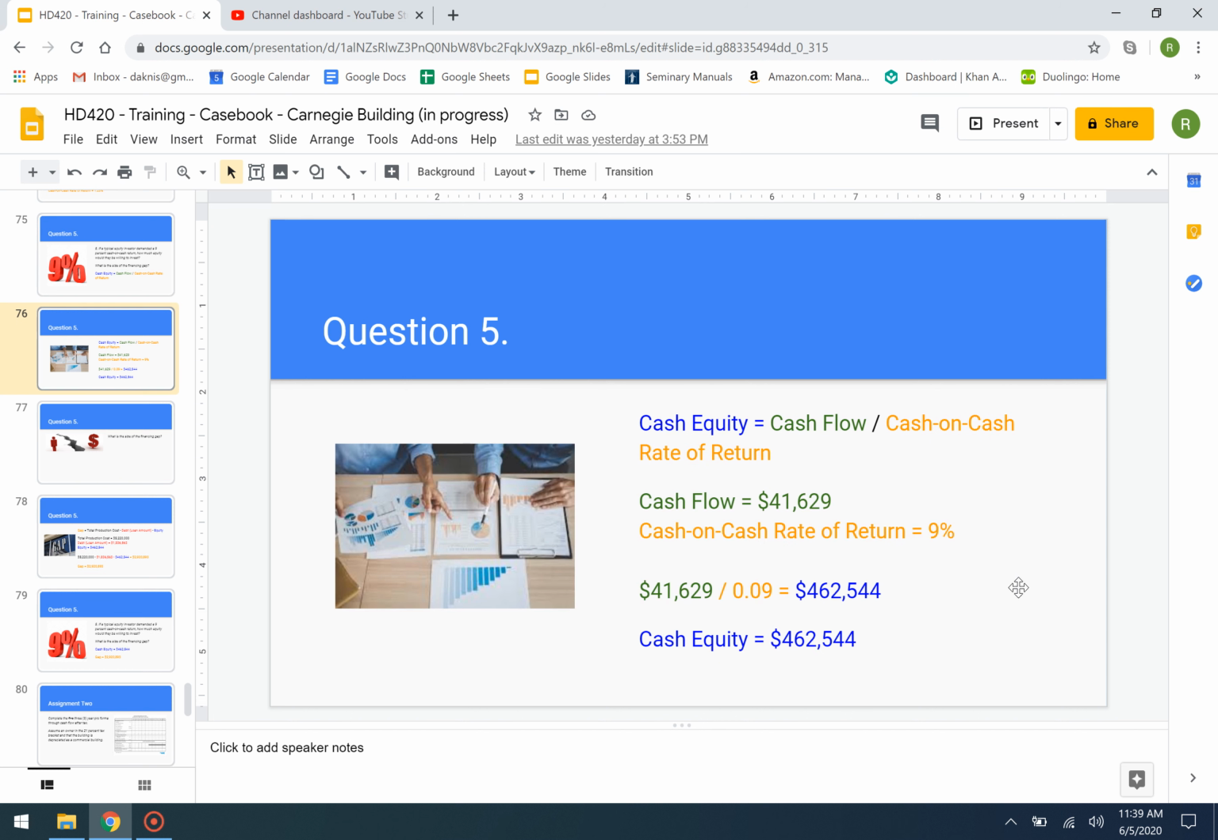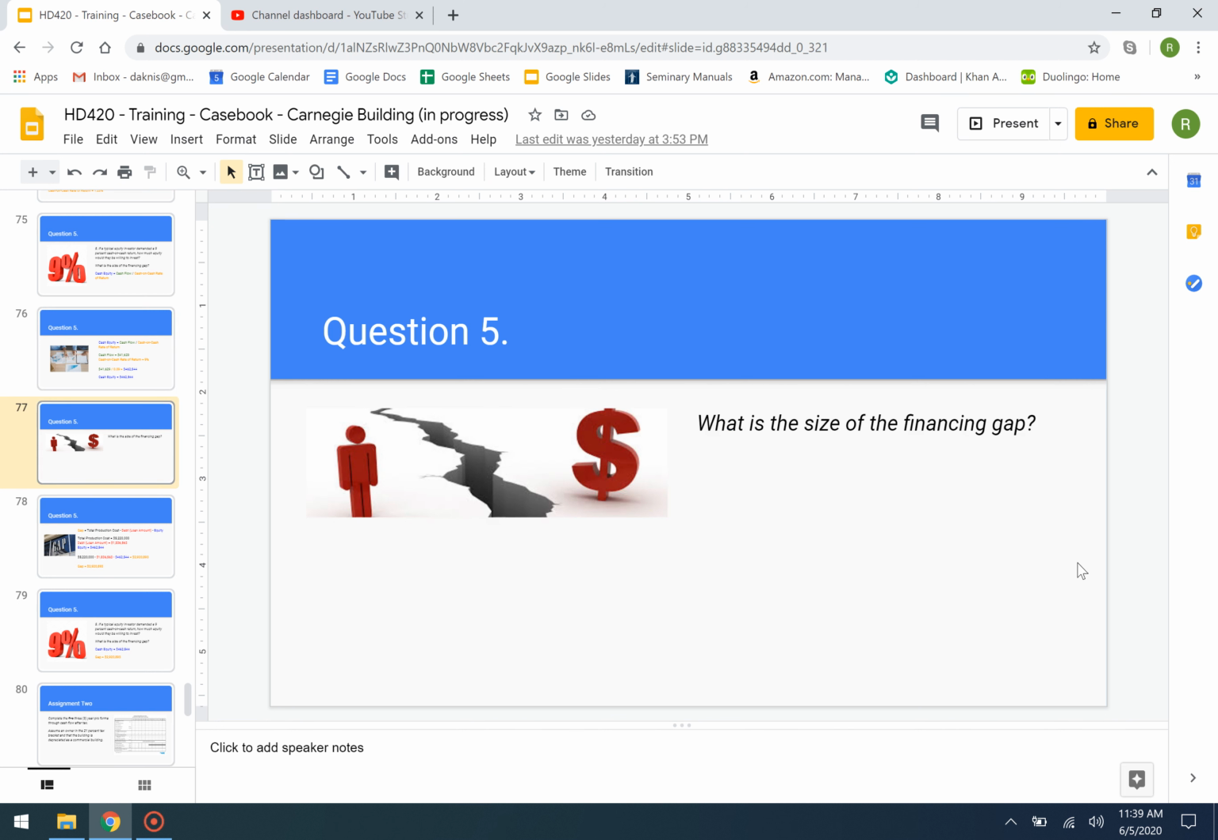So what that looks like is the cash flow we know is $41,629 based off the stabilized NOI. Go back to problem 4 if you're wondering where that number comes from. And then we're told in the question that we have a 9% cash rate of return. So we take our $41,629, divide it by our 9%, and we come up with $462,544. So we know our cash equity based on a 9% cash-on-cash rate of return would be $462,544.